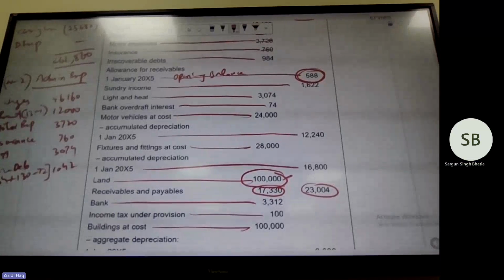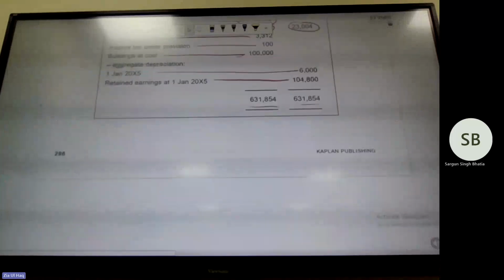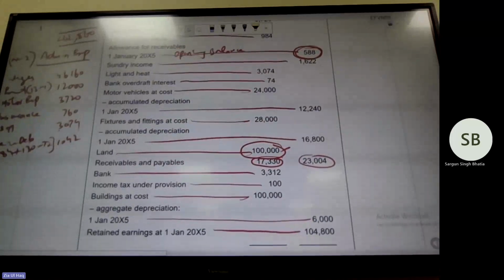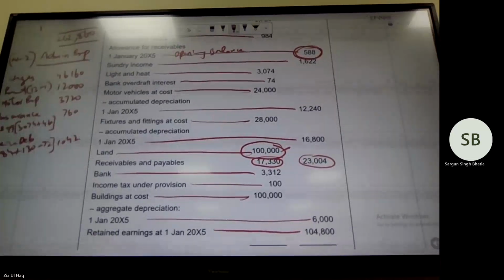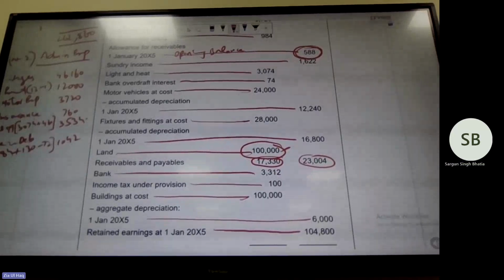And for light and heat, we have an accrual of 460 as well. This means the 3074 should be added with the 460 more, and then we calculate the figure for light and heat. What is the correct figure? 3534. Yes, sir. And we have depreciation as well.